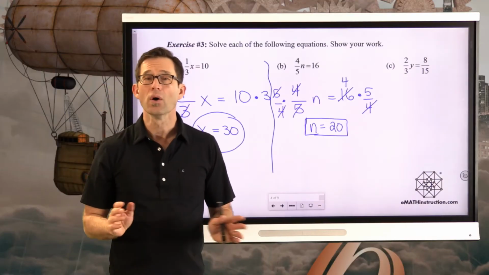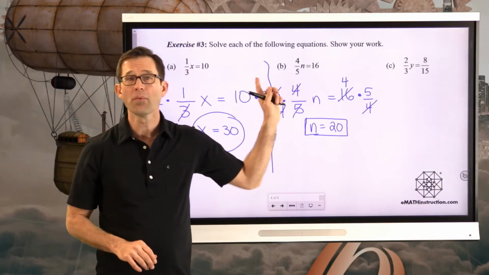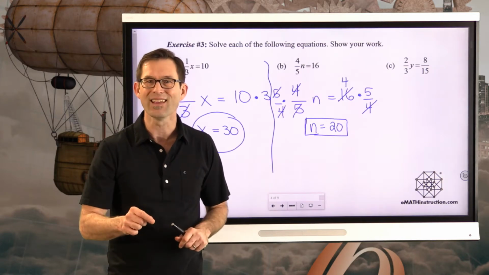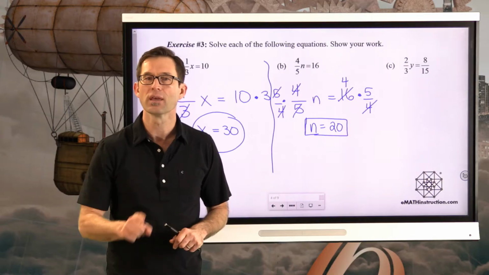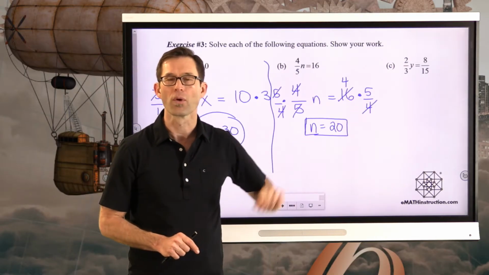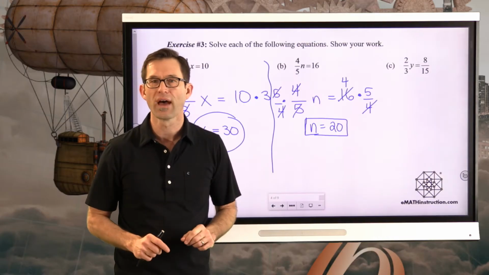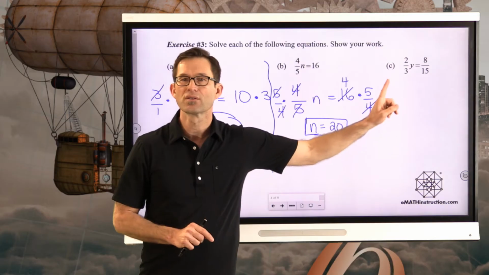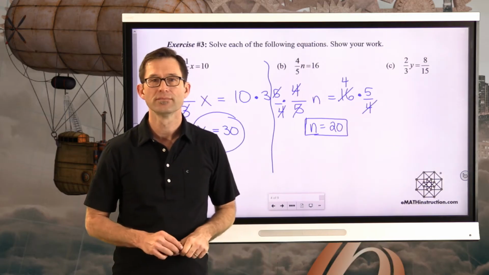All right? So, again, feel free, divide both sides by 4/5. It's just that when you do 16 divided by 4/5, it will become the same thing as 16 times 5/4. So it's kind of nice to just start that way from the beginning. See if you can do this to solve letter C.